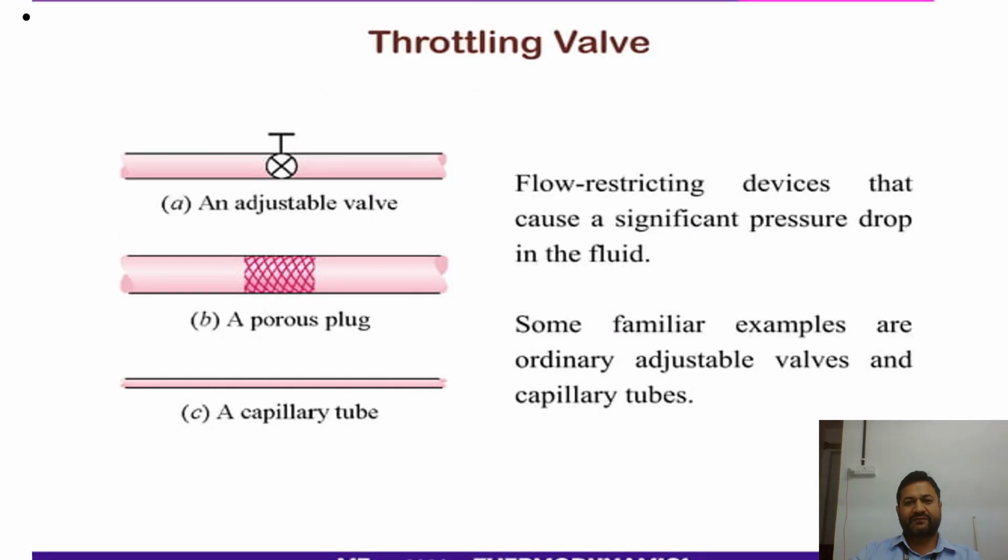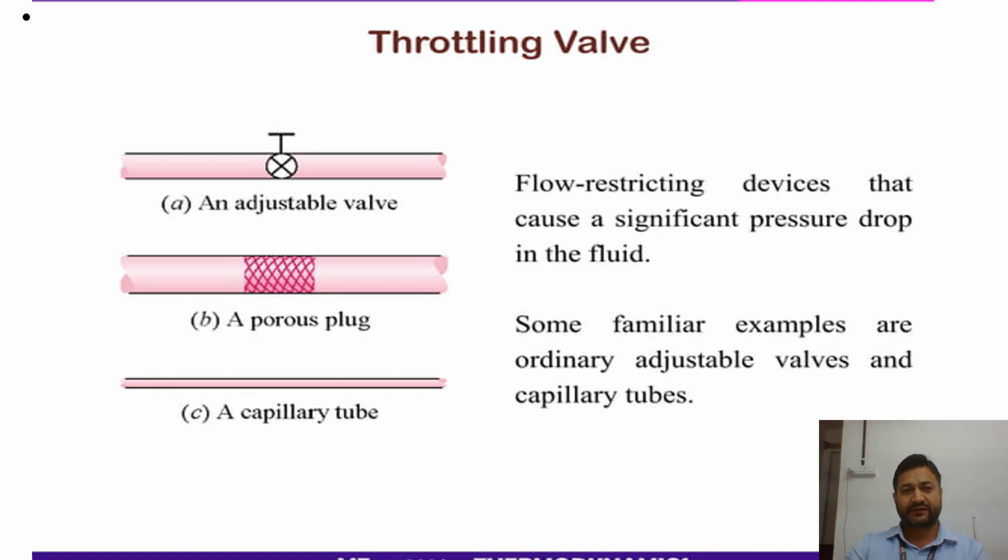Clear? So in this manner we will apply another device, the last device, for the application of the steady flow energy equation. We will have a throttling valve. These are flow restricting devices that are used to restrict the flow, which you can easily adjust. They include a type of valve, a type of porous plug, or a capillary tube that we use in the refrigerator. These are the examples of throttling devices.